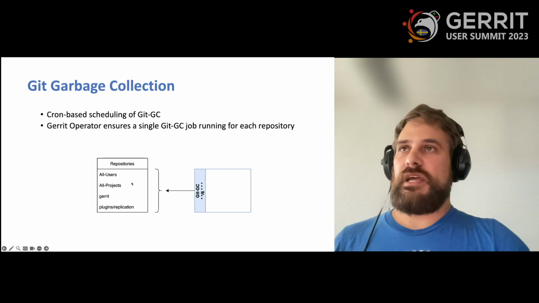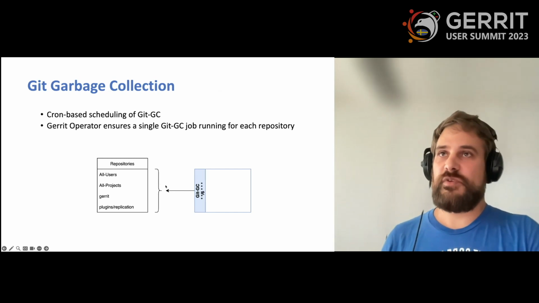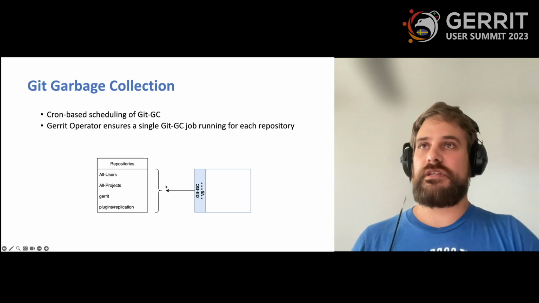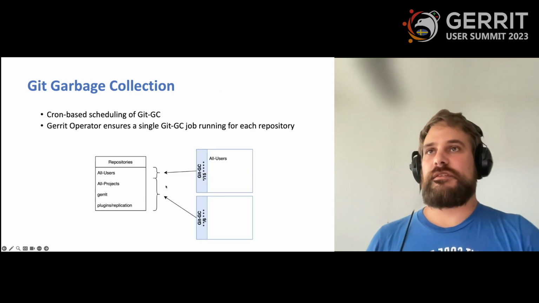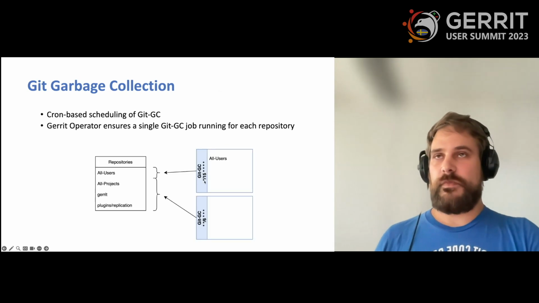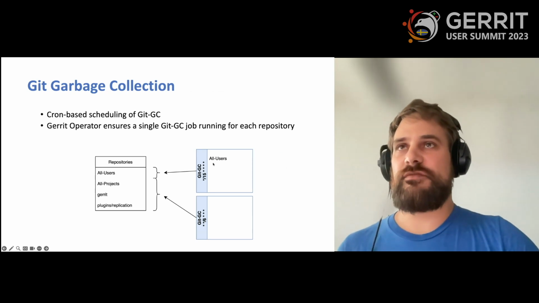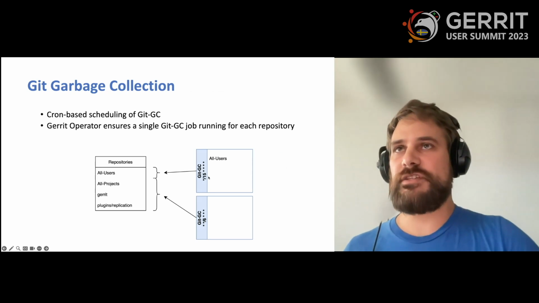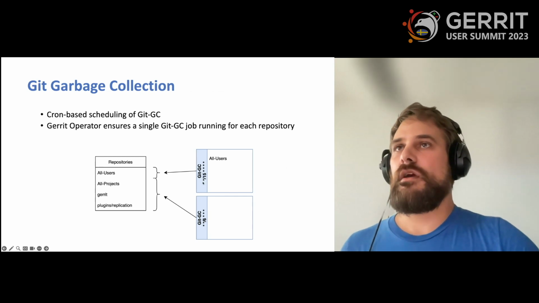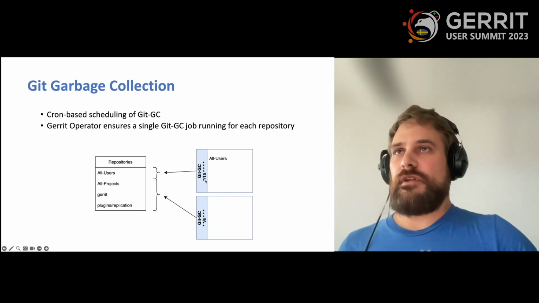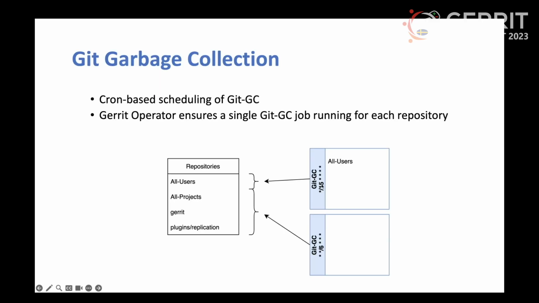But of course, you likely want to git garbage collect All-Users a little bit more often than every 6 hours, considering NoteDb. So let's create another git garbage collection job where we say this is specific for All-Users. And that should run every 15 minutes. So if you do that, the operator will automatically detect that there's a specific git garbage collection job for All-Users and will exclude it from the default job, so that there are no two jobs working on the same repository at the same time.